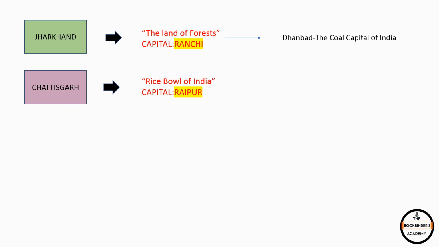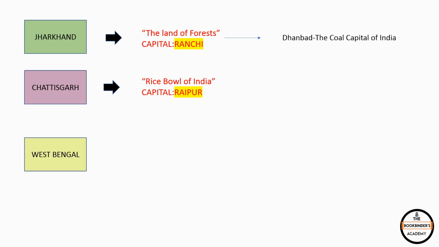Next state is Chhattisgarh. Chhattisgarh's capital is Raipur. Chhattisgarh is called the rice bowl of India. This is because Chhattisgarh has these fertile plain lands, which is very good for cultivation of rice. But let me also tell you, historically, Andhra Pradesh is referred to as the rice bowl of India, and Andhra Pradesh is today the third largest producer of rice in India.